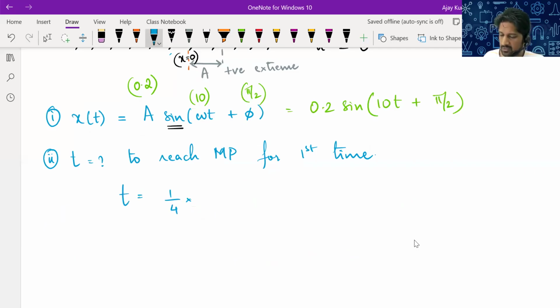Time period is how much? 2 pi by omega. 2 pi divided by omega, which is 10 here. So one fourth of time period is one fourth of 2 pi by 10, which becomes pi by 20 seconds. That's the time it takes.